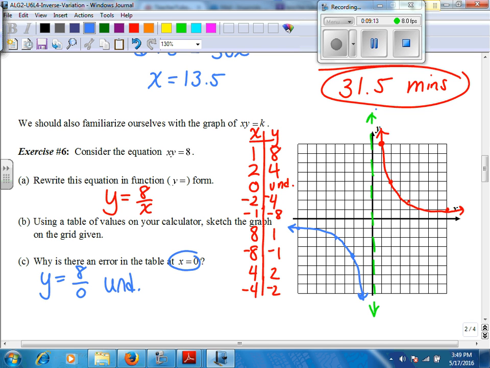There's never going to be a part of the graph that exists right here. It just can't happen because we can't divide by 0. Okay? So that's what inverse variation looks like graphically. As far as algebraically, inverse variation is really easy. We're just going to multiply. That's it.